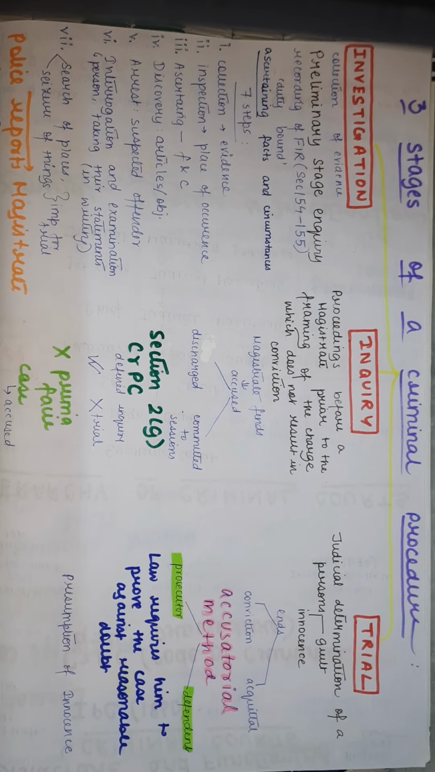Basically, it is the collection of evidence by the police. That's the objective of investigation. The purpose is for inquiry and trial. The police collects evidence for the purpose of an inquiry or trial. It's a preliminary stage inquiry. Preliminary means initial. Preliminary stage inquiry conducted by the police, and it starts after the recording of a FIR. What is an FIR? The first information report.